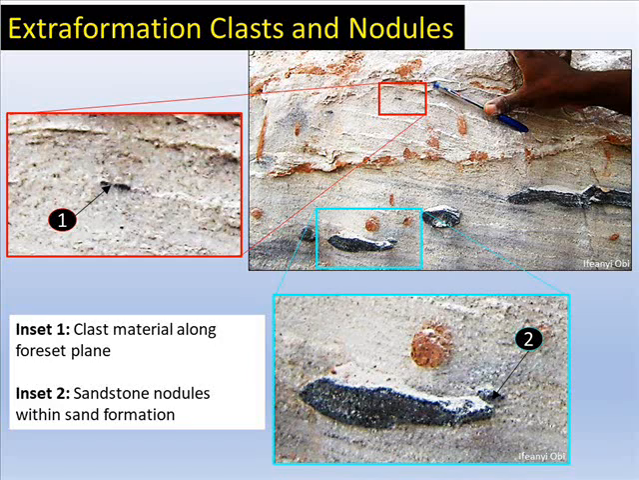Here we see extraformational clasts and sandstone nodules within a formation. In inset 1, we have a clast material along the foreset planes, while in inset 2, we actually see sandstone nodules within the formation.